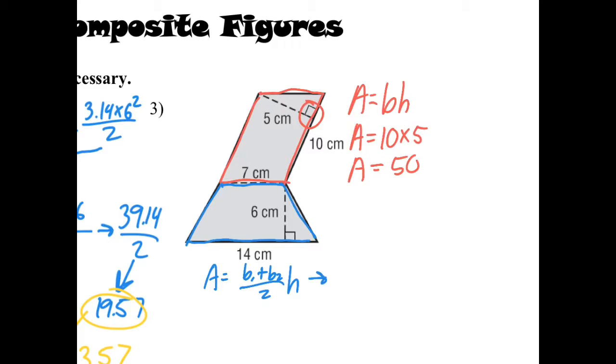For the trapezoid, our first height is right here, our first base is right there, so our base 1 is 7, plus our base 2 of 14. Again, we divide that by 2, and when we are finished, we multiply that by our height of 6. 7 plus 14 gives us 21 over 2, and we still have to do that times 6.